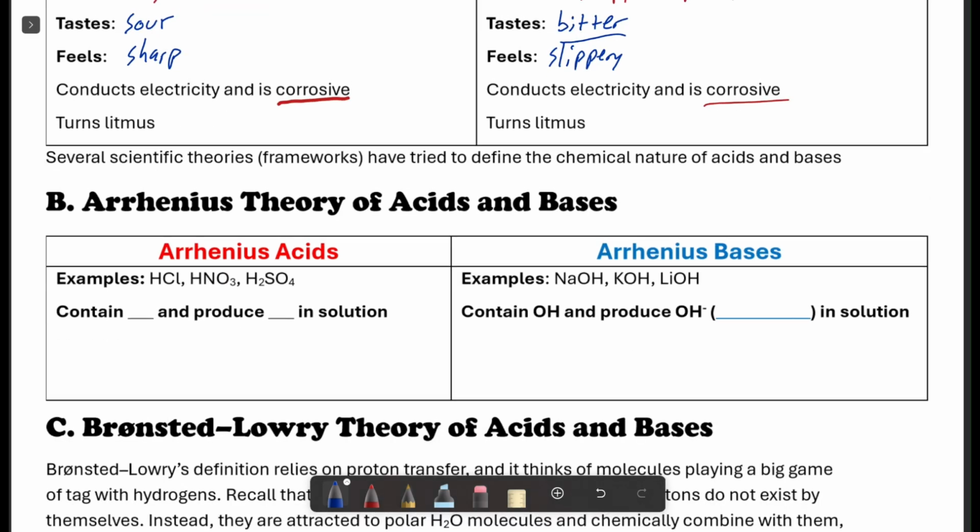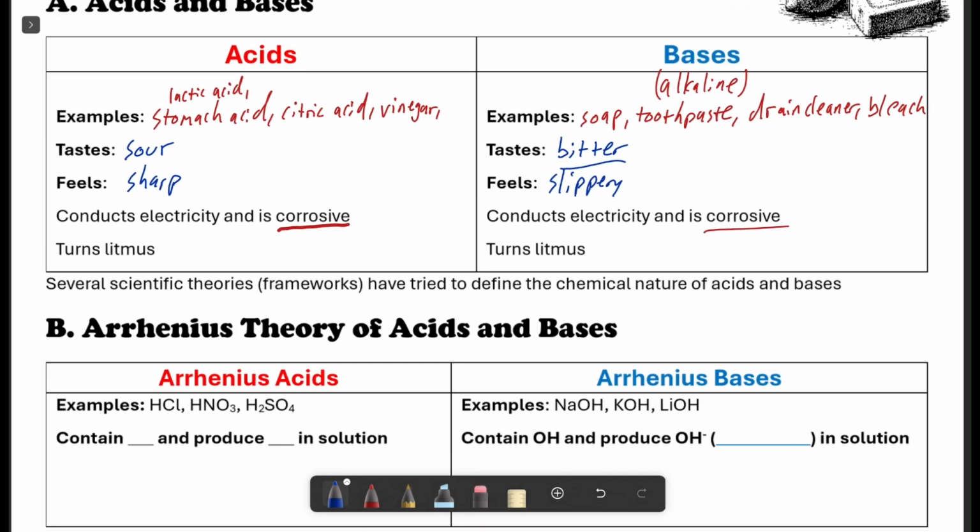Now we use litmus paper to test if something is an acid or a base, and you'll be able to do this in the lab that we do later. Litmus is a paper made from lichen, and lichen has a pigment in it that will change color. Acids will turn the litmus paper red, and bases will turn it blue, which is really nice. So we're going to color code acids red and bases blue, which is great because in my head acid is red, but base is purple, so it doesn't really help, but it's okay.